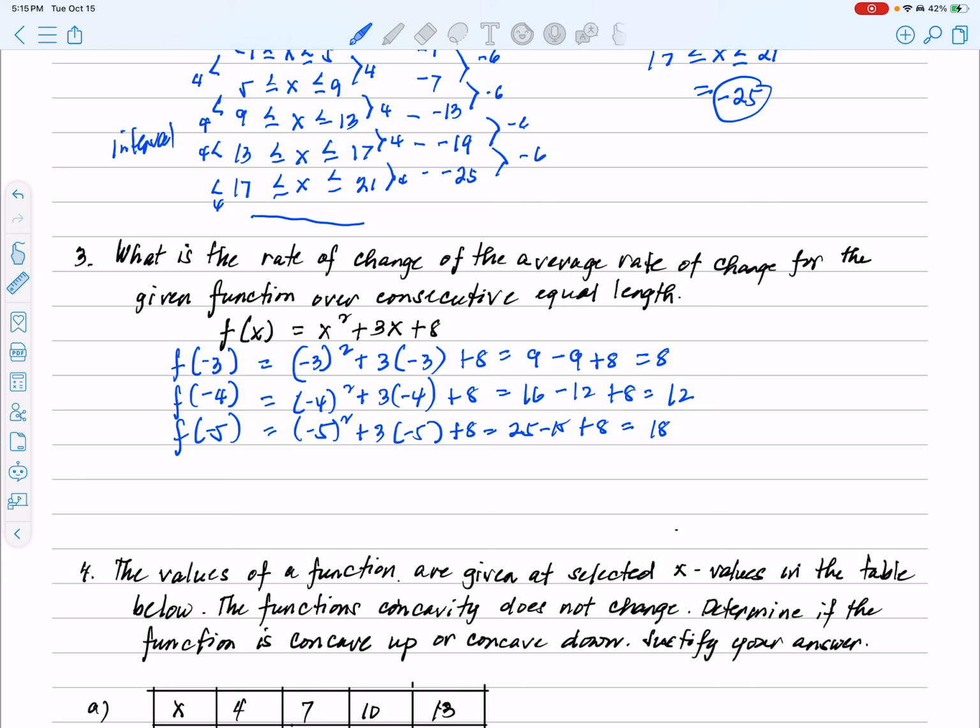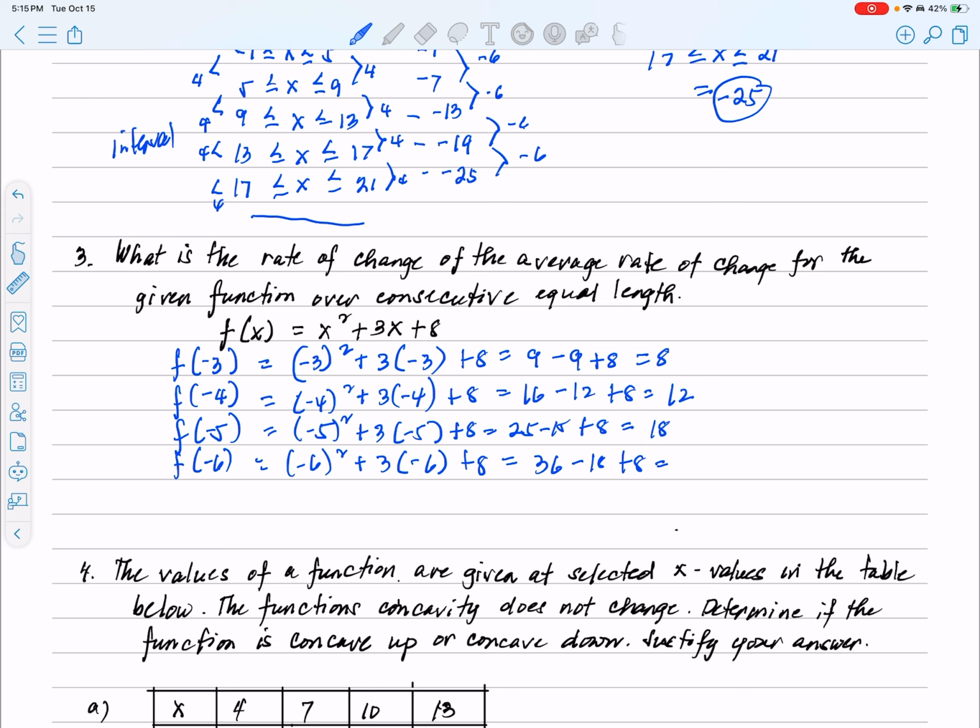I want to add more. I want to see how it goes. How about -6? So -6 squared plus 3 times -6 plus 8. So I have 36 minus 18 plus 8.